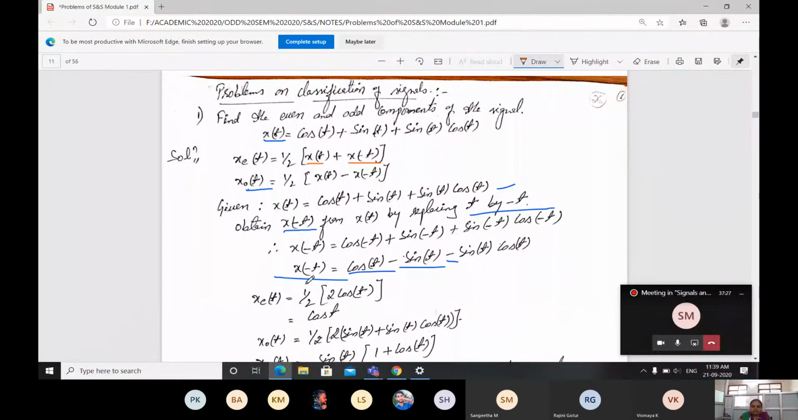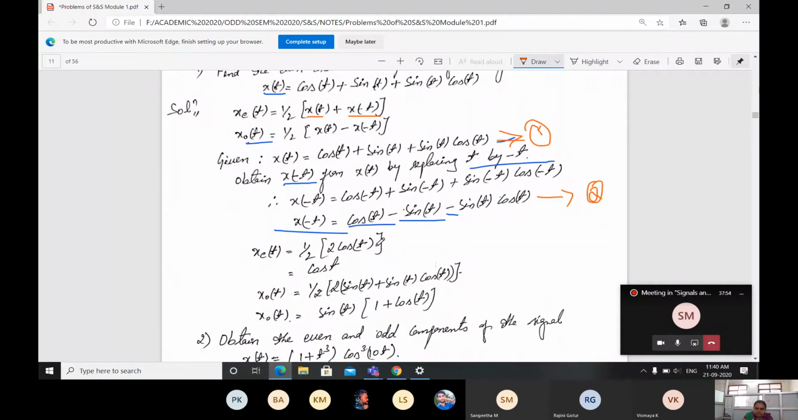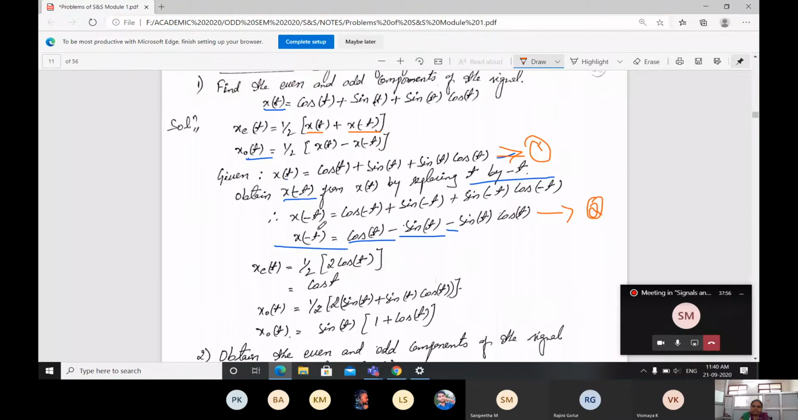Okay, here for x e of t, we have to add x of t plus x of minus t. This is our x of t, you can write this as equation 1, and x of minus t as equation 2. What you have to do is add these equations. If I add these two equations, you can write one more step here, but I directly wrote it here actually.